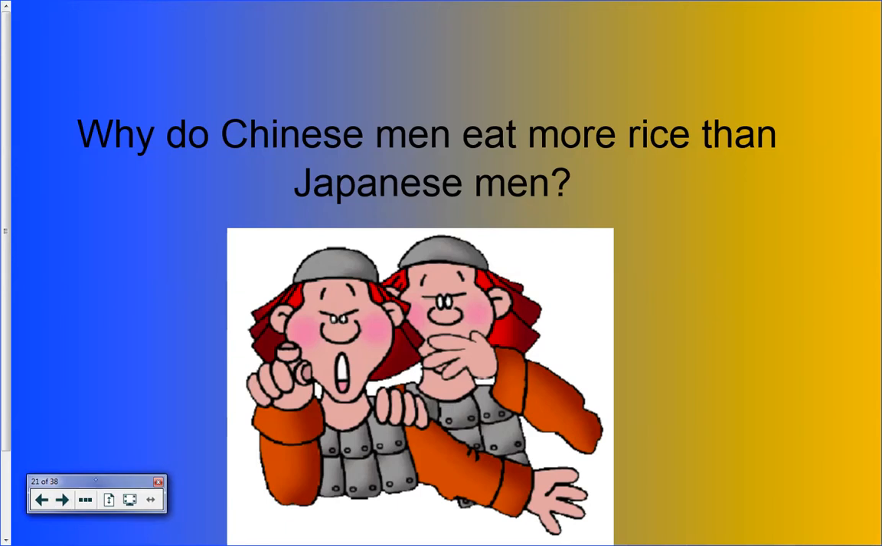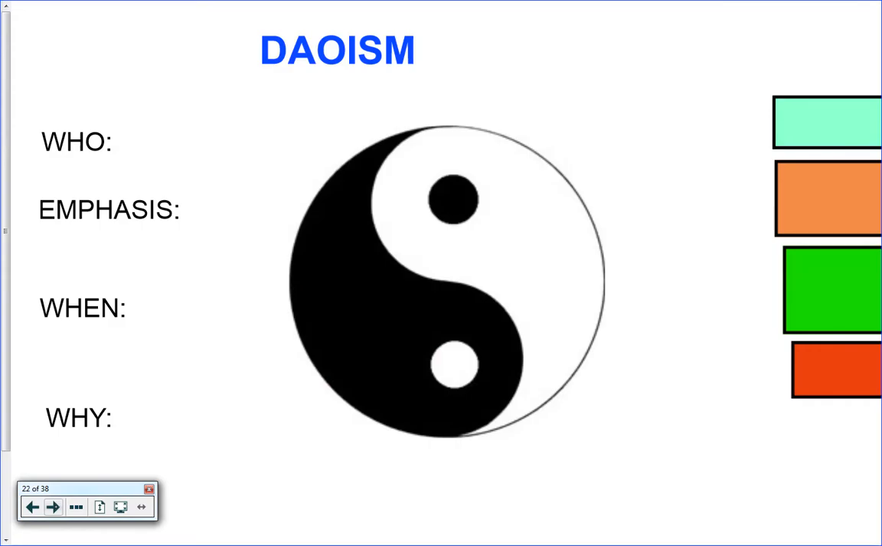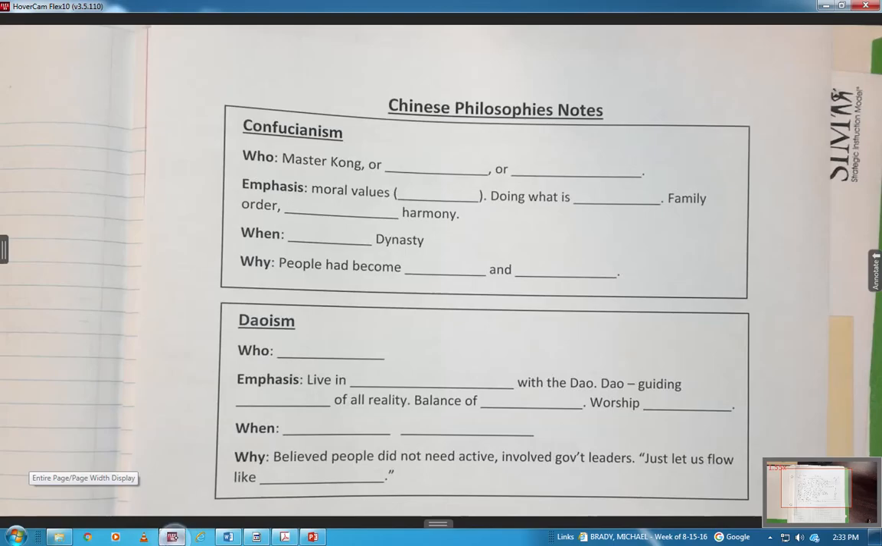There's your riddle. Why do Chinese men eat more rice than Japanese men? You're going to have to come to school to find out the answer to that riddle. Okay, now let's do Taoism. This is the next set in the notes. See? Taoism right here. Next set in the notes.